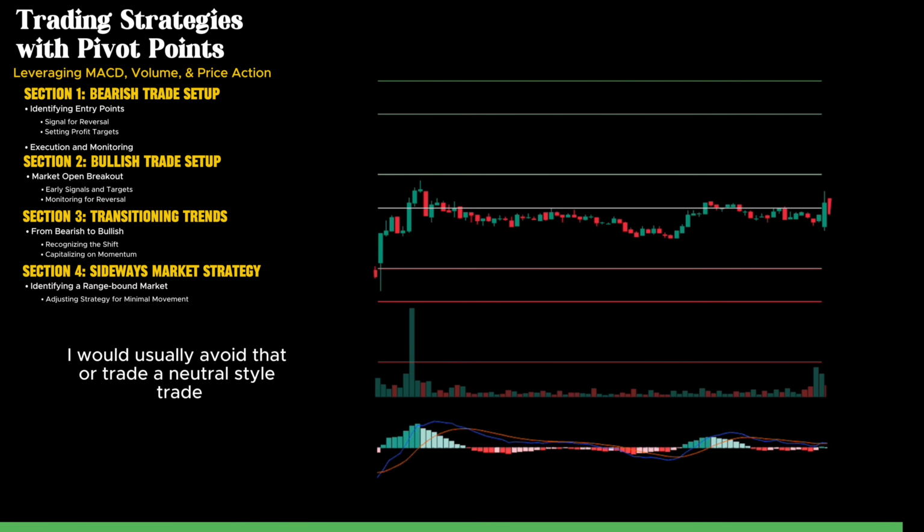I would usually avoid that or trade a neutral style trade like credit spreads, iron condors, and things like that.